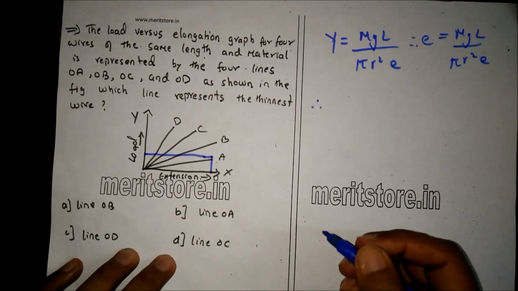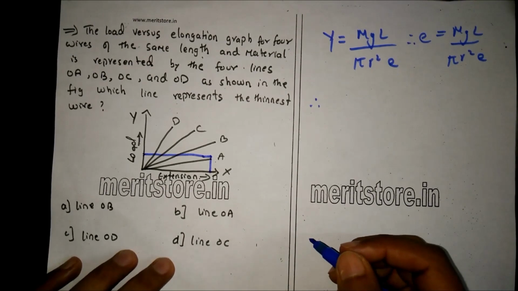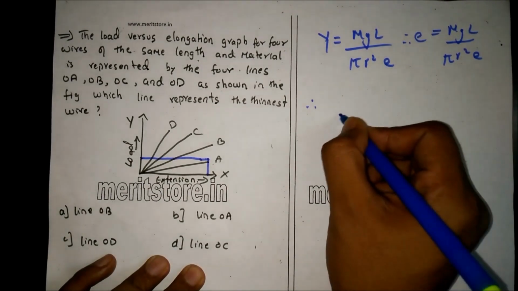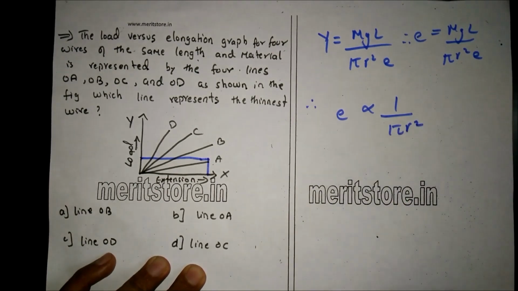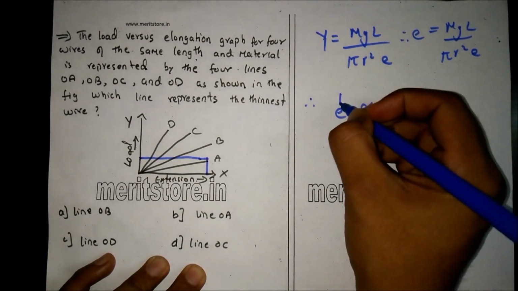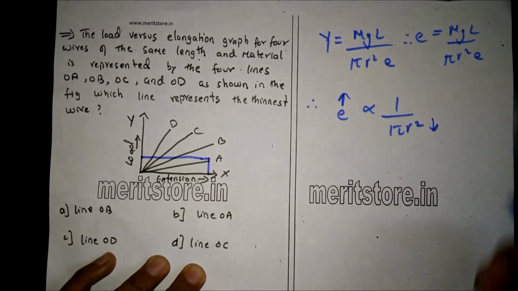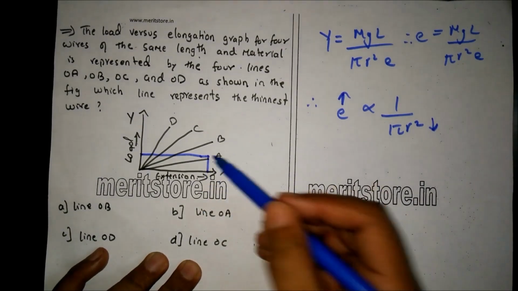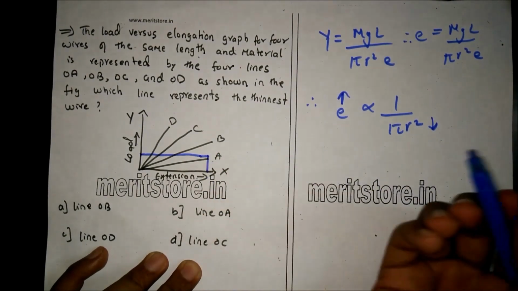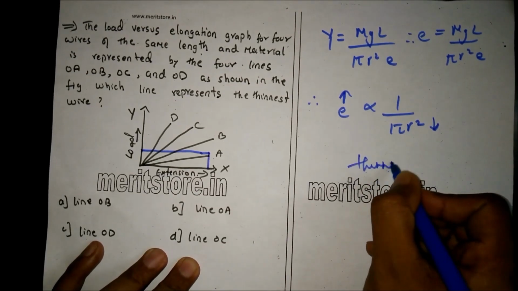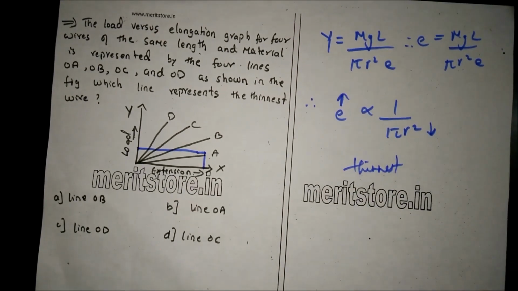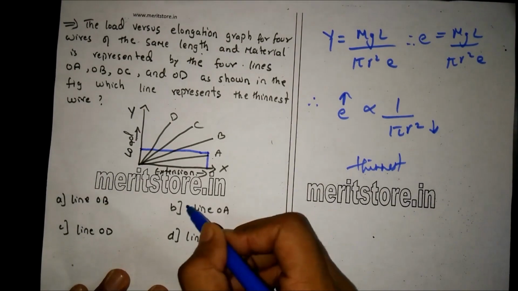Now, for the wires of the same material, Y is constant. Hence, for the same M and L, E is inversely proportional to pi r square. Therefore, when the extension is maximum, the radius will be minimum. Now, from this graph, we see that A has the maximum extension. Therefore, it will have the minimum radius. Therefore, it will be the thinnest since it has the minimum radius. Therefore, the line OA will be the thinnest wire. Therefore, the correct answer here is option B, OA.